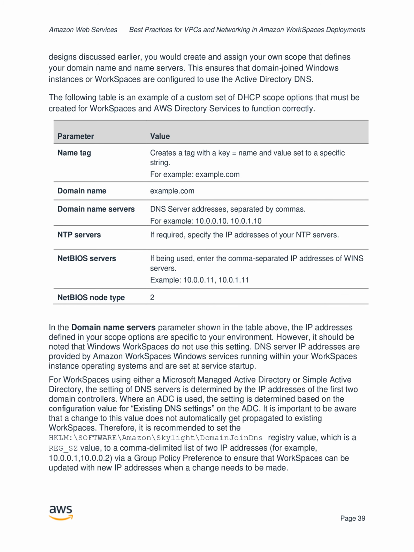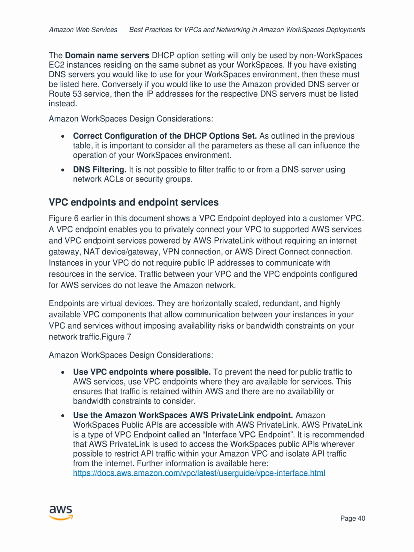The domain name server's DHCP option setting will only be used by non-workspaces EC2 instances residing on the same subnet as your workspaces. If you have existing DNS servers you would like to use for your workspaces environment, then these must be listed here. Conversely, if you would like to use the Amazon-provided DNS server or Route 53 service, then the IP addresses for the respective DNS servers must be listed instead.